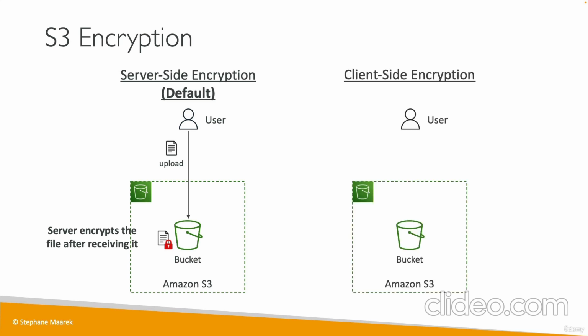On the opposite, we have client-side encryption. This is when the user will actually take the file, will encrypt it before uploading it. So the lock is done by the user and then put it in the bucket. And that's called client-side encryption. And both models exist in AWS, but by default, you should know that server-side encryption is always on.